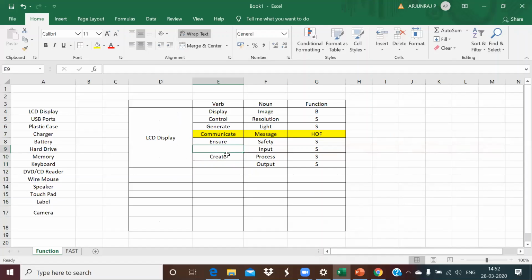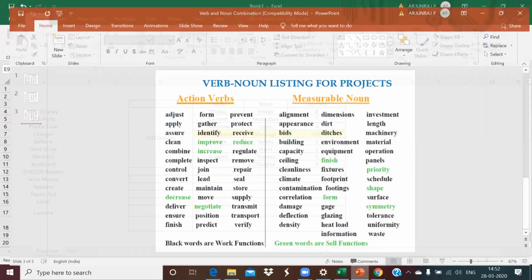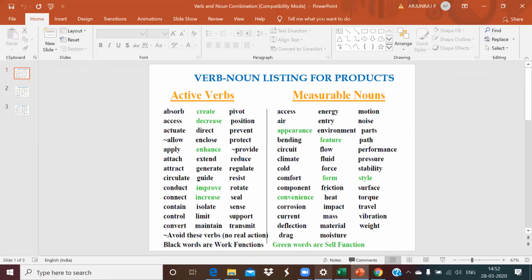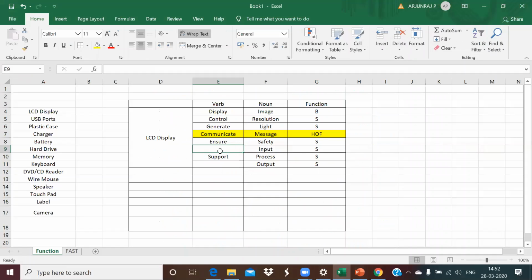Okay. And here, support process, sir. Create process, okay. Support process, yeah. Enable input or accept input. Sense input. Confirm input. Accept input, yeah. Confirm input. Okay. Accept input.